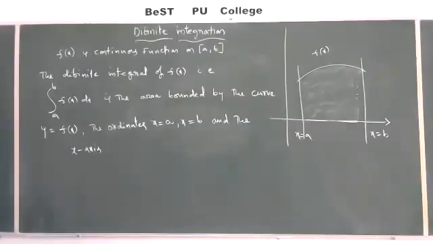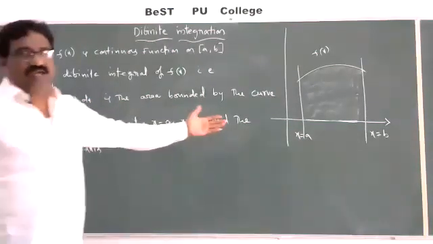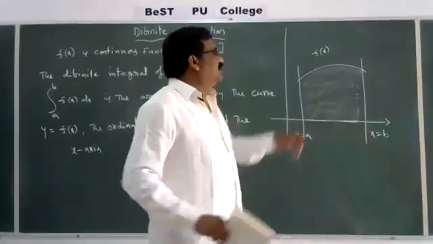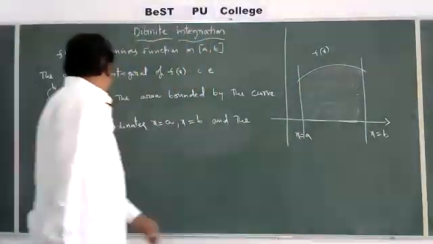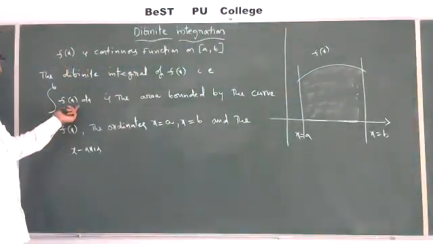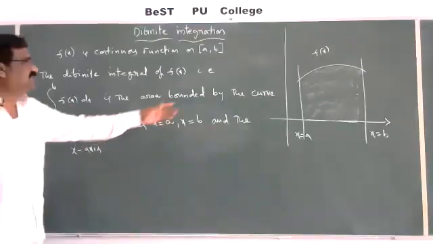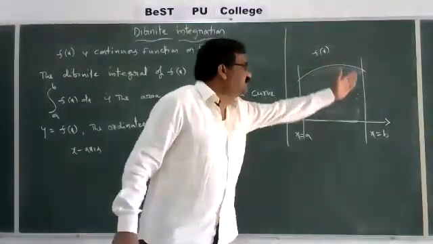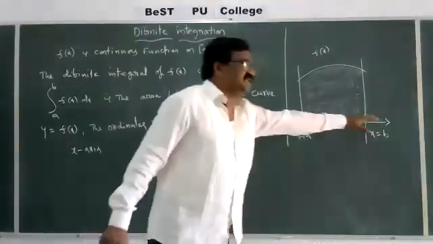f of x is a continuous function on closed [a, b]. The definite integral of f of x, that is integral a to b f of x dx, is the area bounded by the curve y is equal to f of x, the ordinates x is equal to a and x is equal to b, and the x-axis.